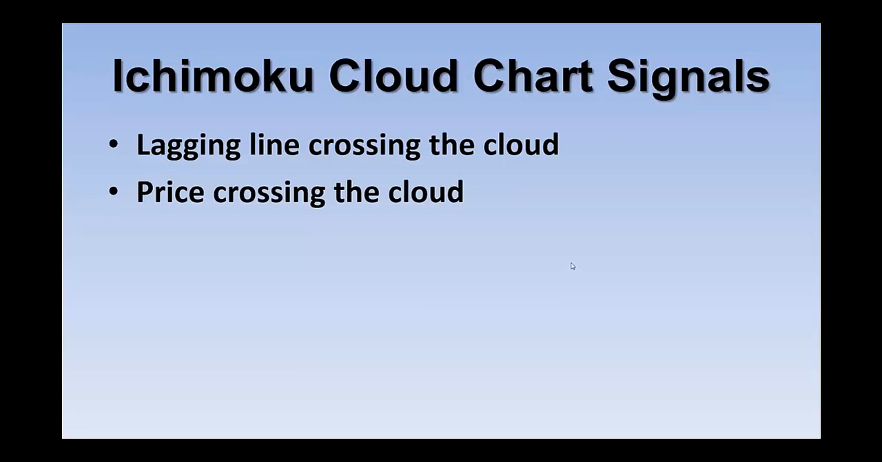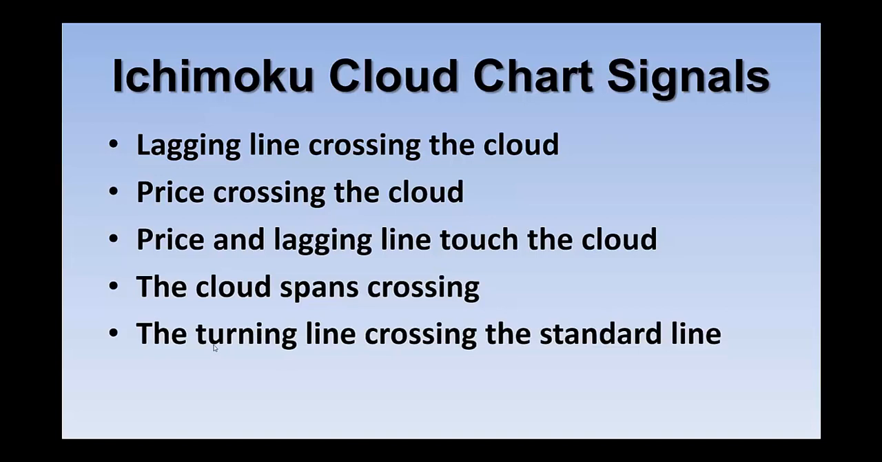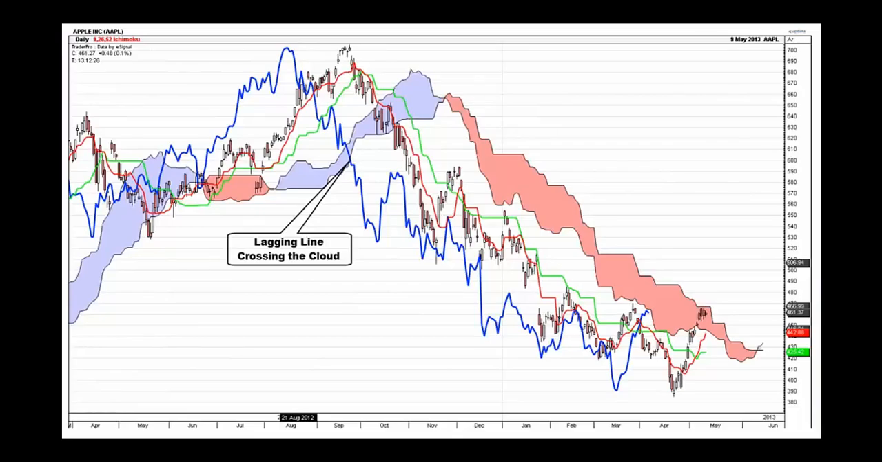Price crossing the cloud. These are all signals that you need to pay attention to when you are using Ichimoku. So lagging line crossing the cloud, and lagging line touching the cloud, spans crossing, the turning line crossing the standard line. Those are all really, really good signals that I think you need to pay attention to. Now, the one we're going to focus on the most today is when the price action crosses the cloud.